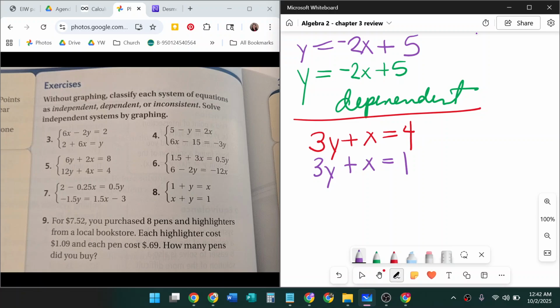But the 1 and the 4 make it different. They have different y-intercepts, so it's essentially a negative 1/3 slope here and then a negative 1/3 slope here. So we can tell if we rearrange them that the slopes are the same, but the y-intercepts are different. So they're parallel. That means this is inconsistent.